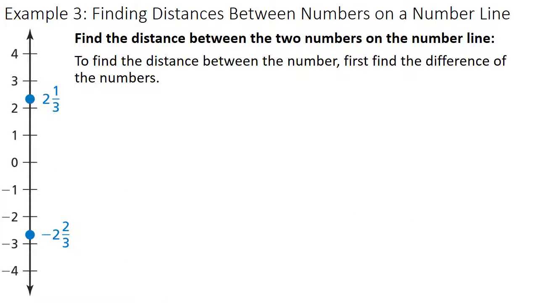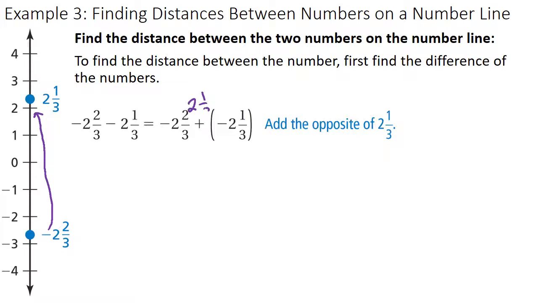So for example 3, we're going to be finding distances between numbers on a number line. As we're finding the distance between two numbers on the number line, we can do that by finding the difference of the numbers. So we can figure out how far it is from negative 2.23 all the way up to 2 and 1/3 by taking 2 and 1/3 and subtracting negative 2 and 2/3.